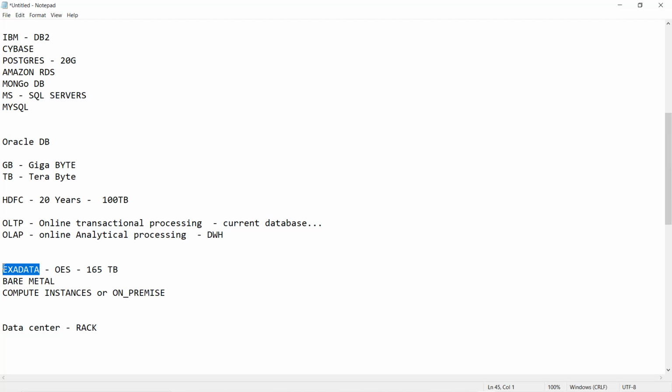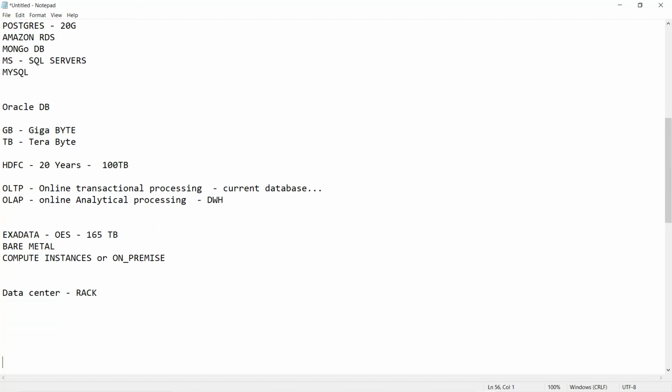Like that, Oracle database has become popular. For example, when HDFC initially started, this bank was not known to anyone. In the first year they got 100 GB of data. In the second year they became more popular and 200 GB got added. Like that, the data you can't stop.